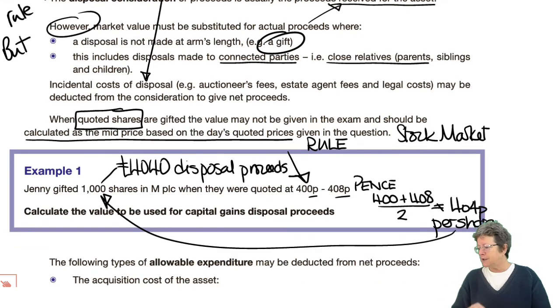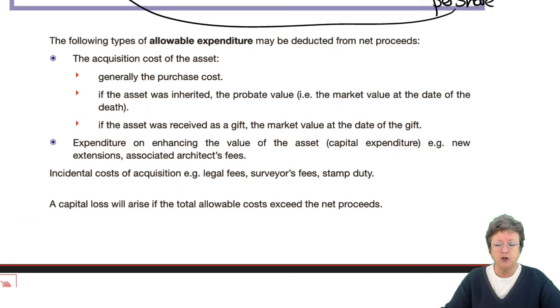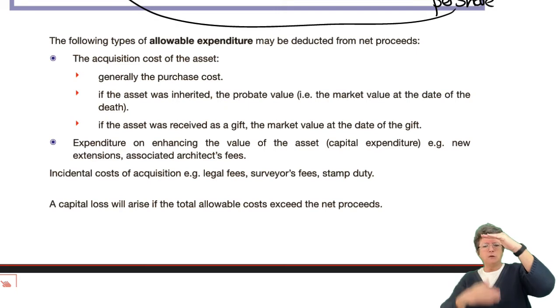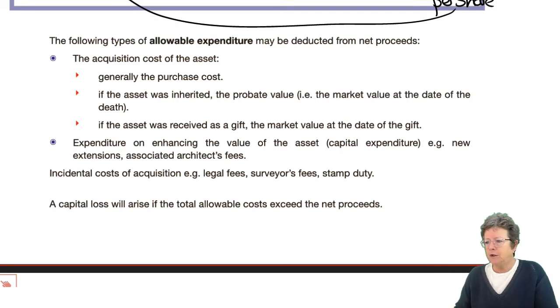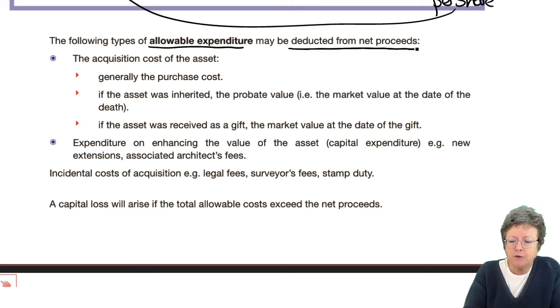So we've looked at proceeds received, if you get that. Market value if it's connected persons, and how to do shares. Proceeds. We've looked at some basic incidental costs. But what else are we allowed in this computation as a deduction? You'll notice in a capital gains computation that everything is deducted. You start at the top and everything comes off. So other things that you can have, other allowable expenditure that you can deduct from your net proceeds.